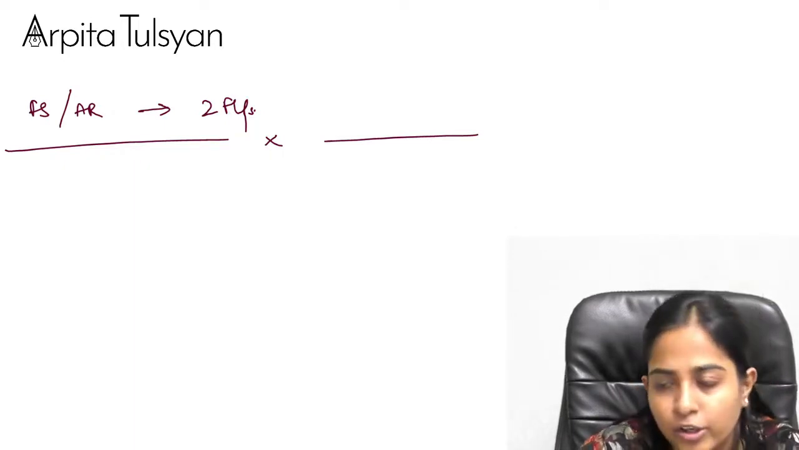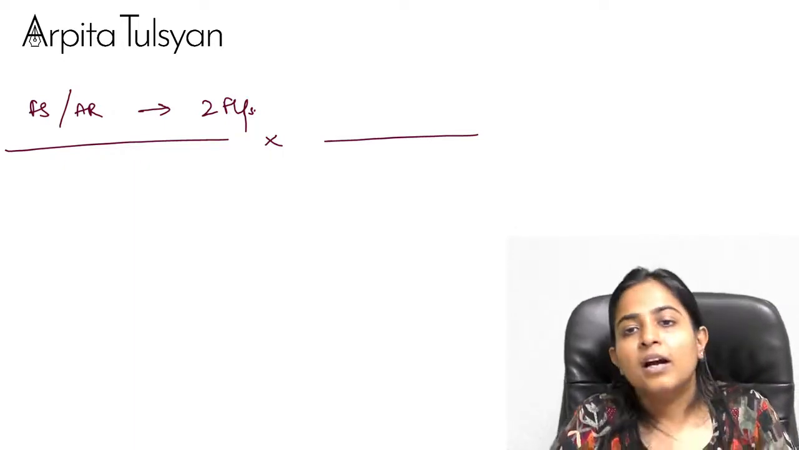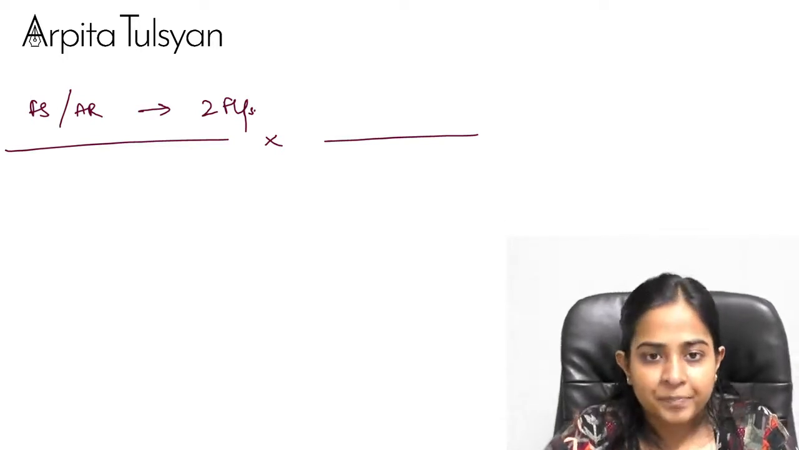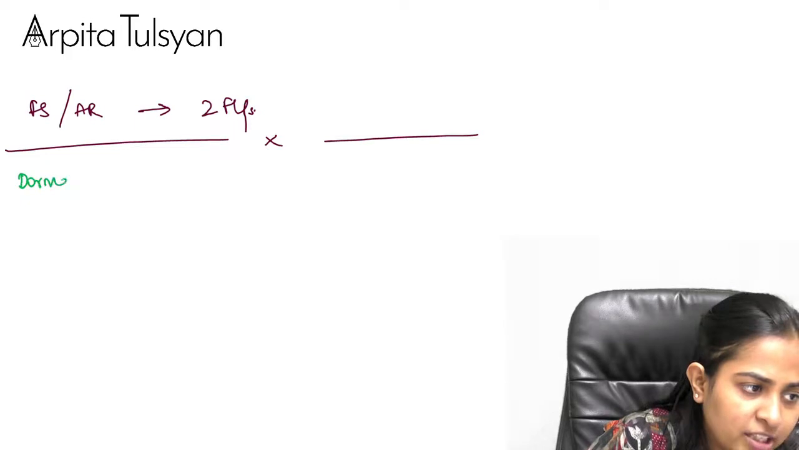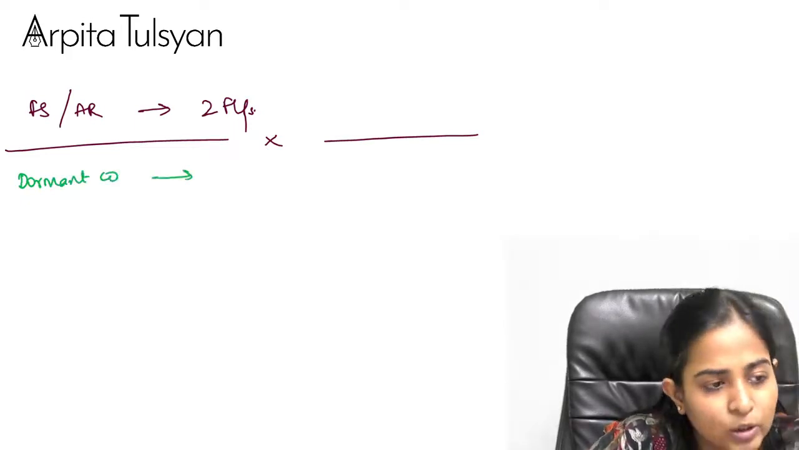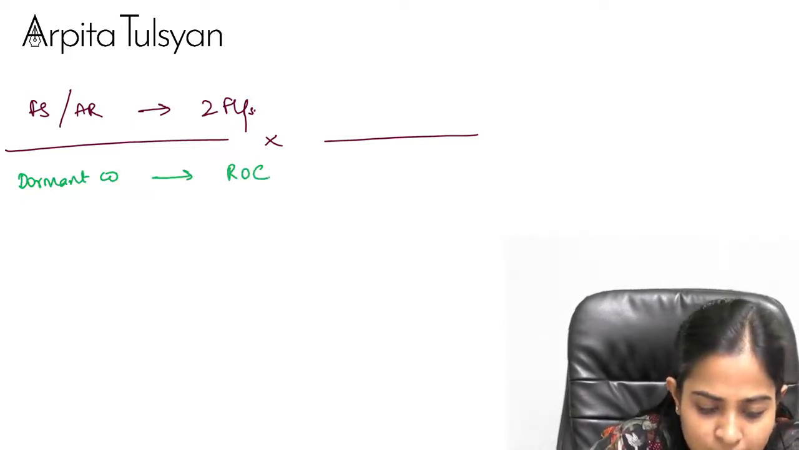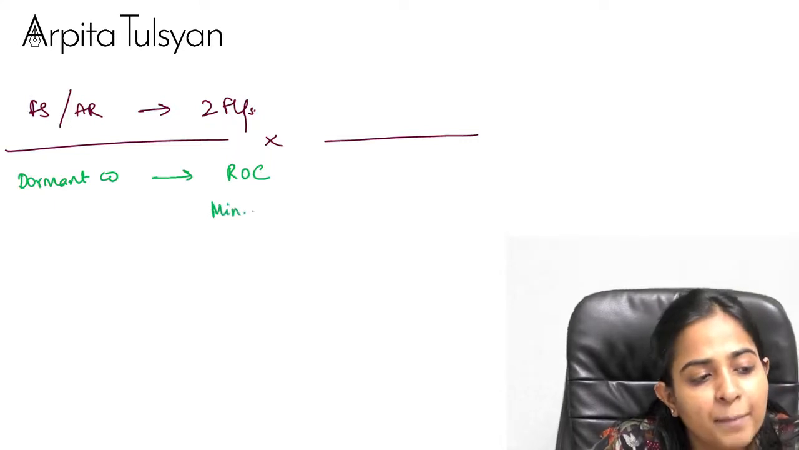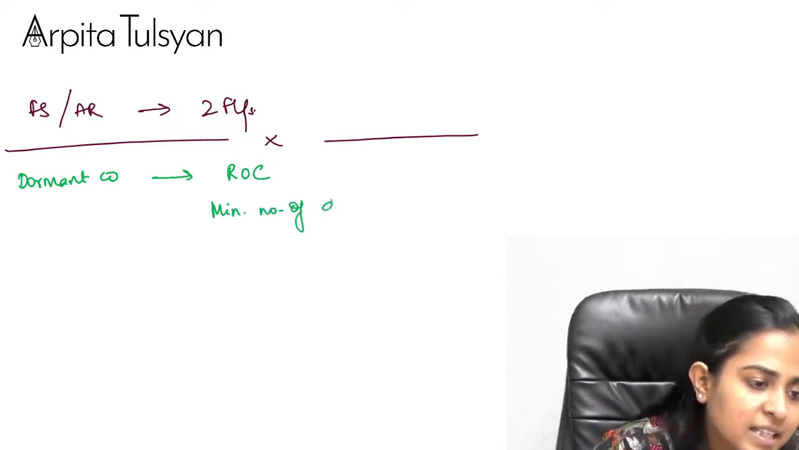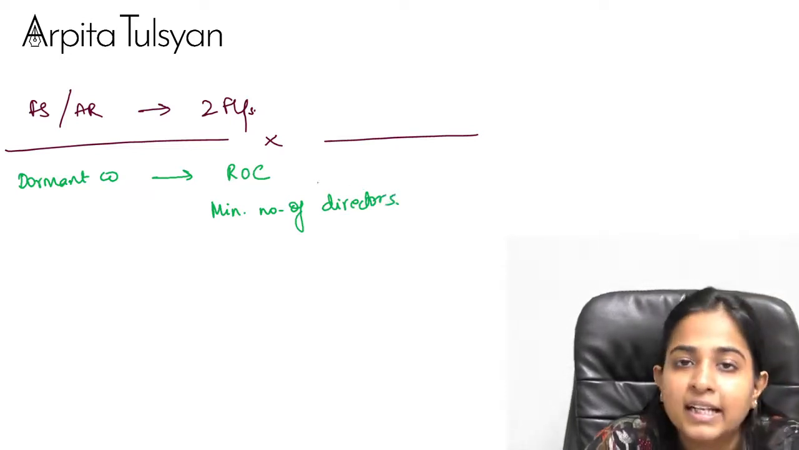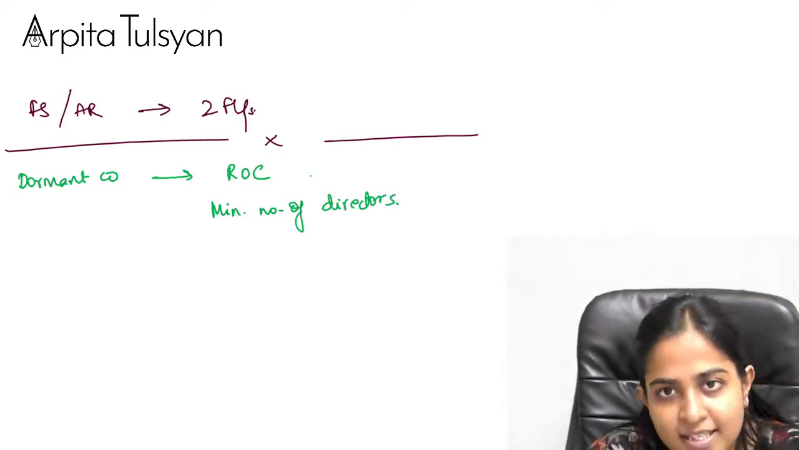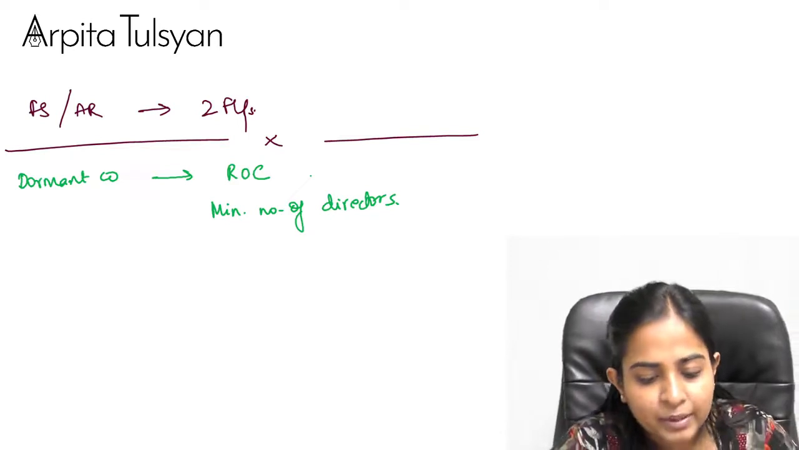If you get the tag of a dormant company, but suppose once you have got the status of a dormant company, then also you have to pay the fees to the ROC. Okay, you have to keep a minimum number of directors in the company. That compliance has to be met. It is not that it is going to come down to zero compliance. Some compliance has to be met.